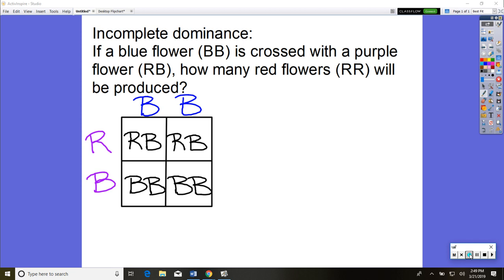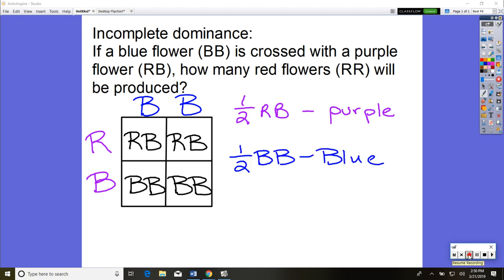So anything that's BB will be blue, anything that's RB will be purple, and anything that's RR will be red. Remember, this is incomplete dominance, so we don't have two different phenotypes now. Now we have three different phenotypes. As we look at these, we have two that are RB, and remember that RB is the purple, and then we have two that are BB. And remember that BB is blue. Those are all of our results.